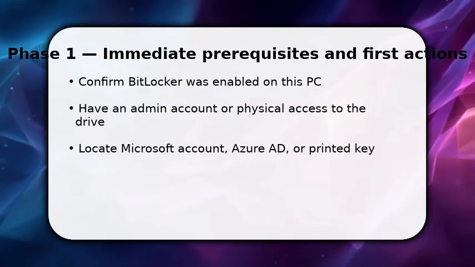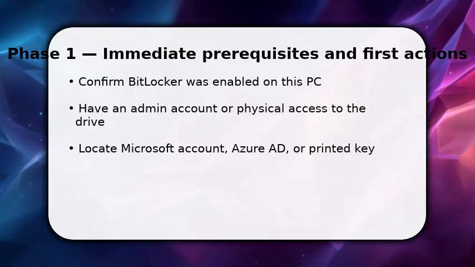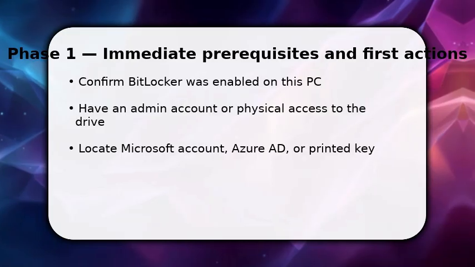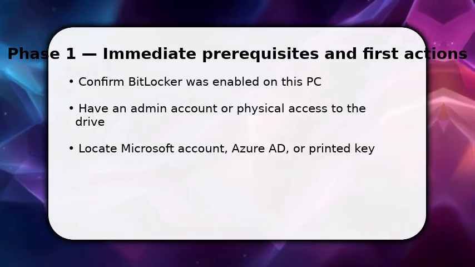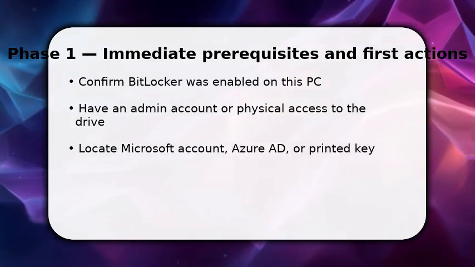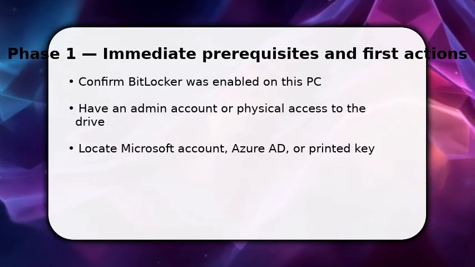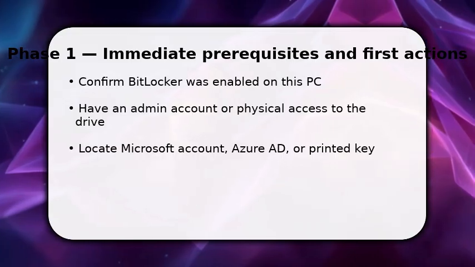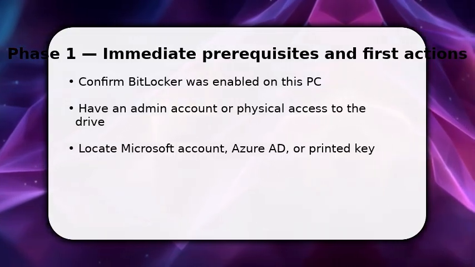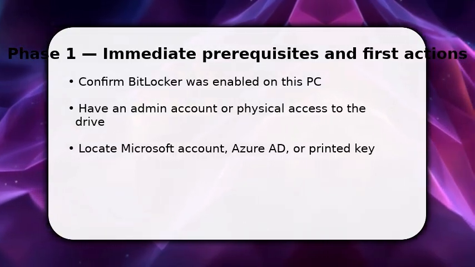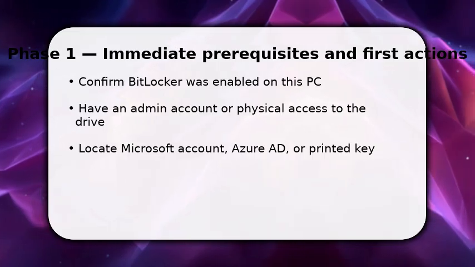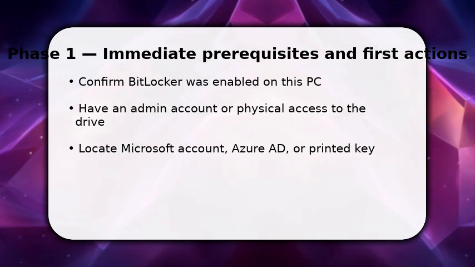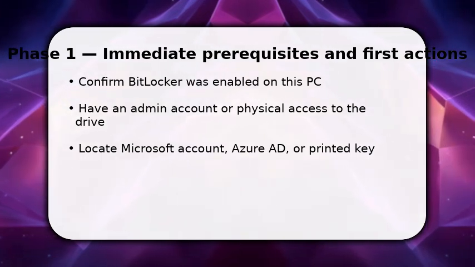You start by confirming BitLocker was actually enabled on the machine. Otherwise, there is no recovery key to find. Once done, sign in with the user account that set up BitLocker or get physical access to the locked drive. Make sure you know where the key might be stored: your Microsoft account, an Azure AD profile, an Active Directory object, or a printed/USB saved recovery key. These are the essential prerequisites, so gather the right account credentials and any admin permissions before proceeding.